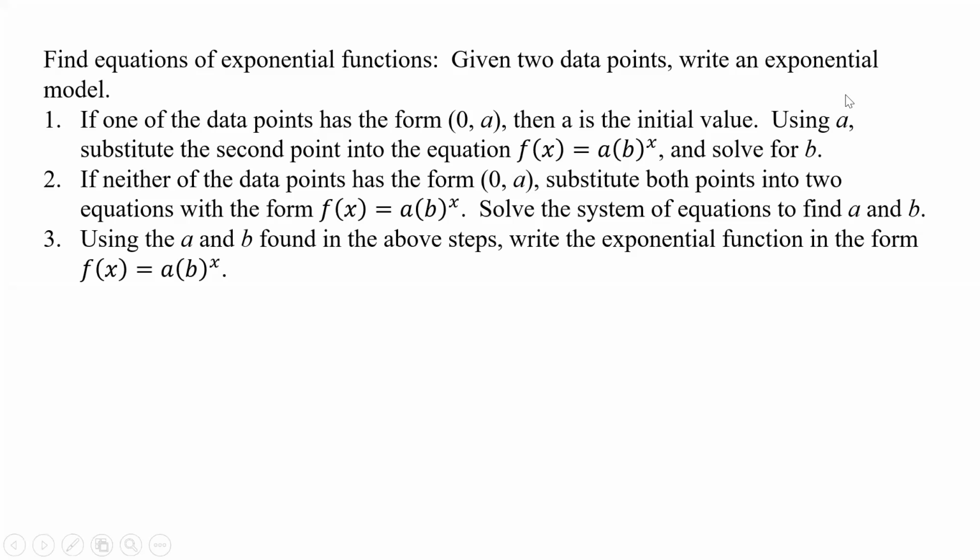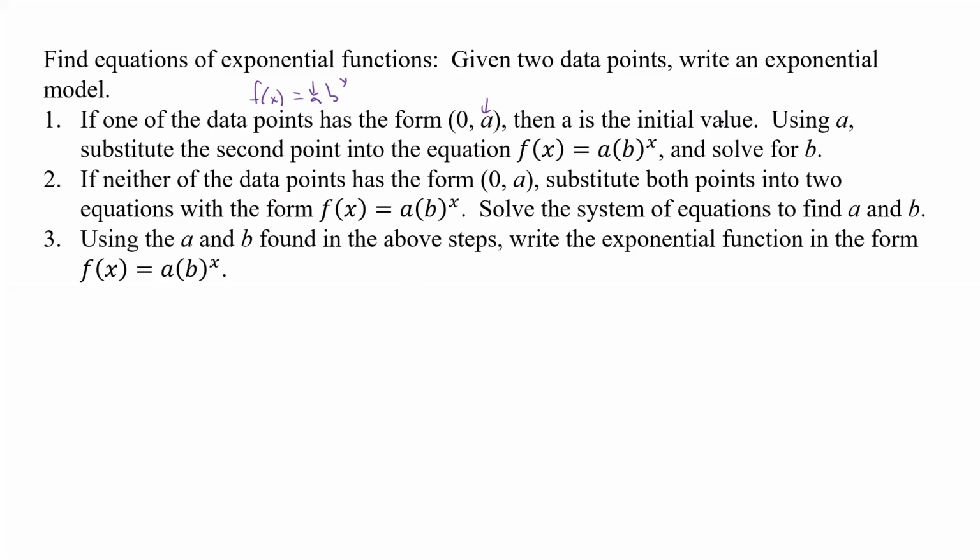All right, so now it says we want to find equations of exponential functions if we're given two data points. Then after those two data points, we have to convert it into that exponential model. So if one of the data points is of the form (0, a), like where the y-intercept is, we know that that point there is a. And so then we could say, okay, well, f(x) is equal to a b to the x. So we just plug that a right in there, and we're done.